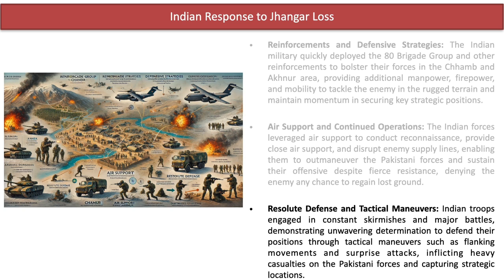The troops were engaged in constant skirmishes and major battles, facing relentless pressure from the enemy, but their determination never wavered. The Indian forces didn't just stand their ground, they fought back with strategy and precision. They employed a range of tactical maneuvers to keep the enemy off balance, and one of their key strategies was flanking movements, where they would attack the enemy from the sides, catching them off guard and breaking through their defenses. This was not just about holding a line, it was about outsmarting the enemy and turning defense into offense.